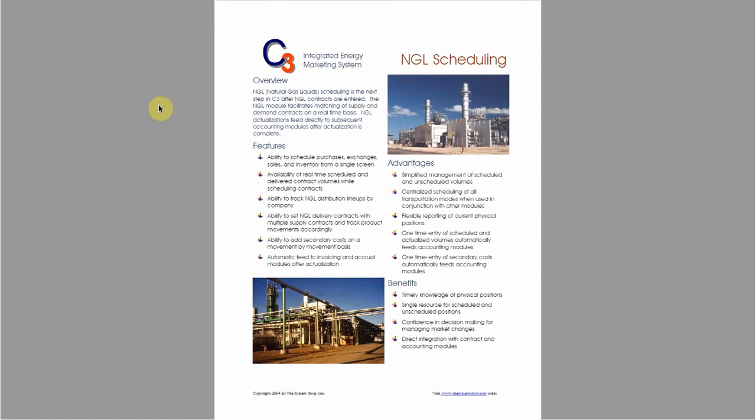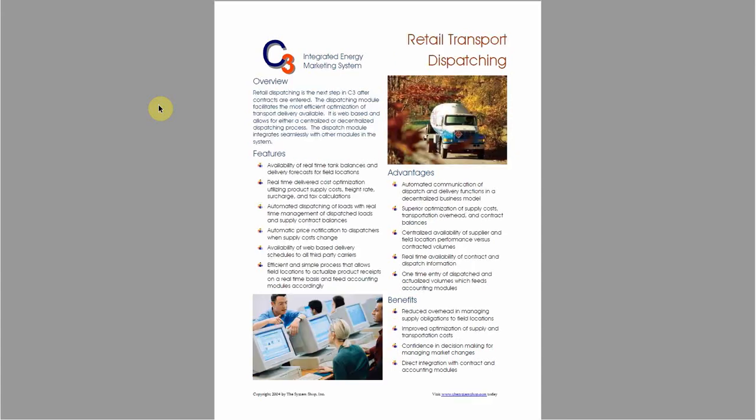Natural gas liquid scheduling, probably our simplest of the scheduling modules, and there again the ability to match purchases, exchanges, and sales together, the ability to watch those and make sure we were getting all of our NGL contracts scheduled and matched together by the end of the month, the ability to enter the lineups by company, and then set those NGL delivery contracts with multiple supply contracts and track them accordingly, again with secondary costs where needed.